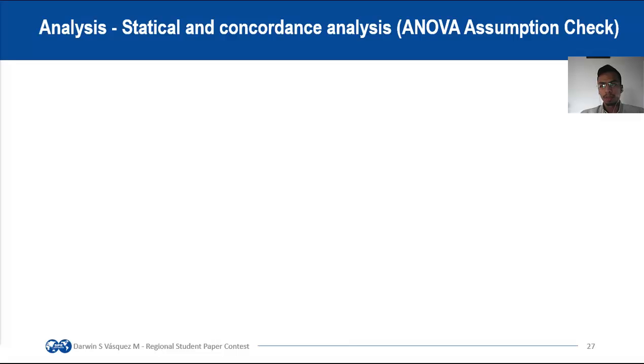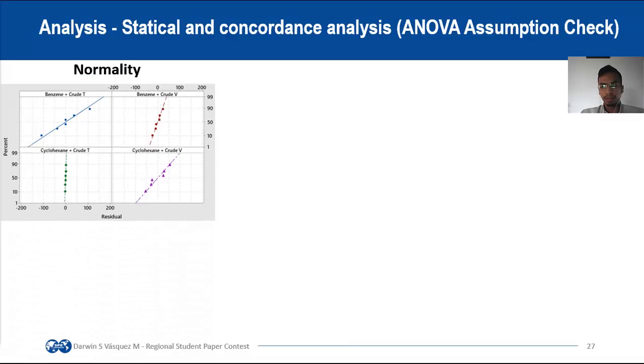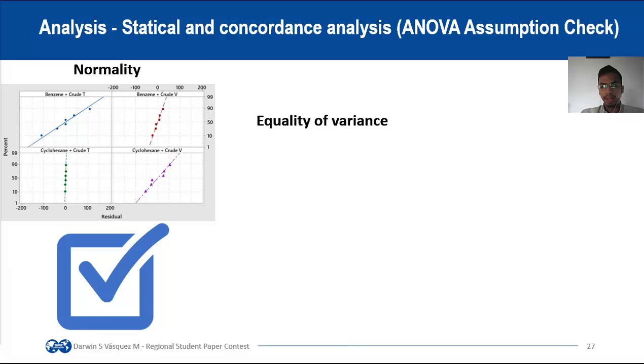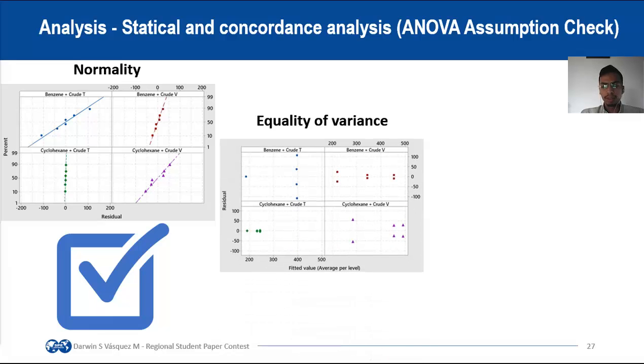The ANOVA assumes that the response variable is normally distributed with constant variance and that the measurements are independent. To check this, the values of the residuals approximate a straight line as seen in this figure, checking the normality assumed. For equality of variance, the Bland-Altman graph shows that the equality of variance isn't fulfilled due to heteroscedasticity behaviors. The funnel is more noticeable in the benzene with T combination.